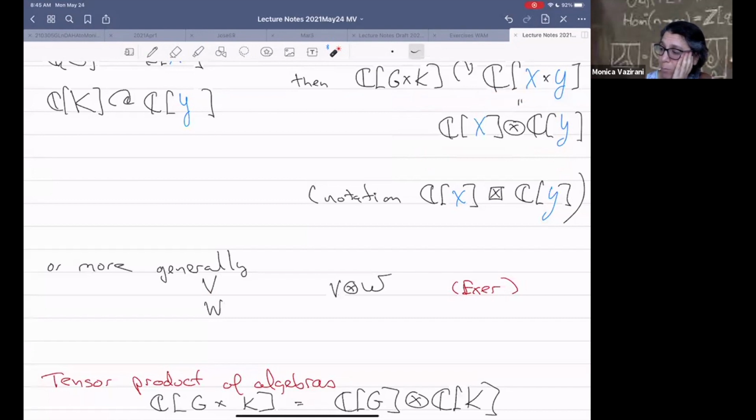And so in the same way that the obvious basis here of this set is the Cartesian product of the basis we got from each of the vector spaces, you can still do something like that with tensor product.